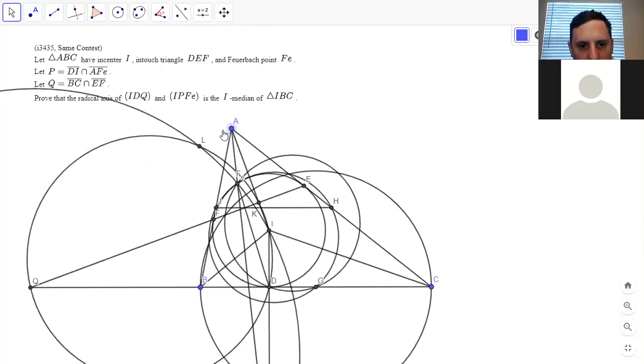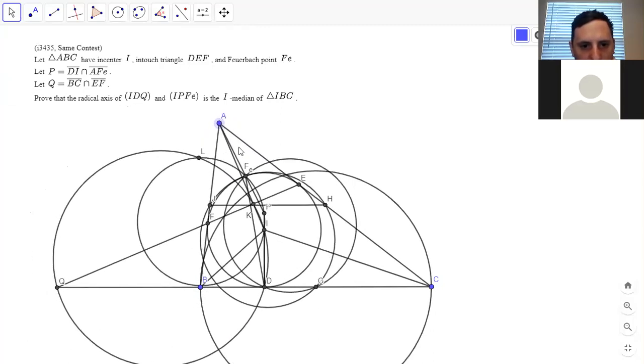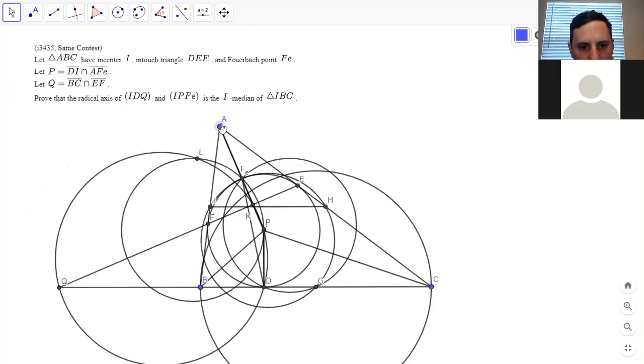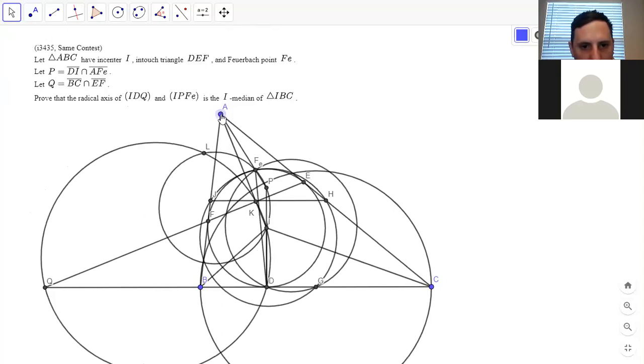Yeah, sorry, I keep moving this a bunch of times. I apologize. But yeah, that probably looks pretty good. Yeah, I don't want this circle to look like it passed through B. Okay.